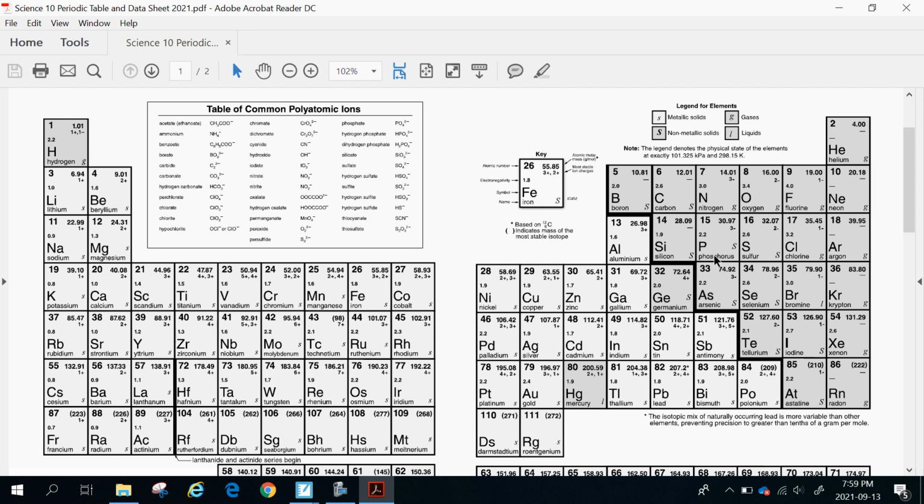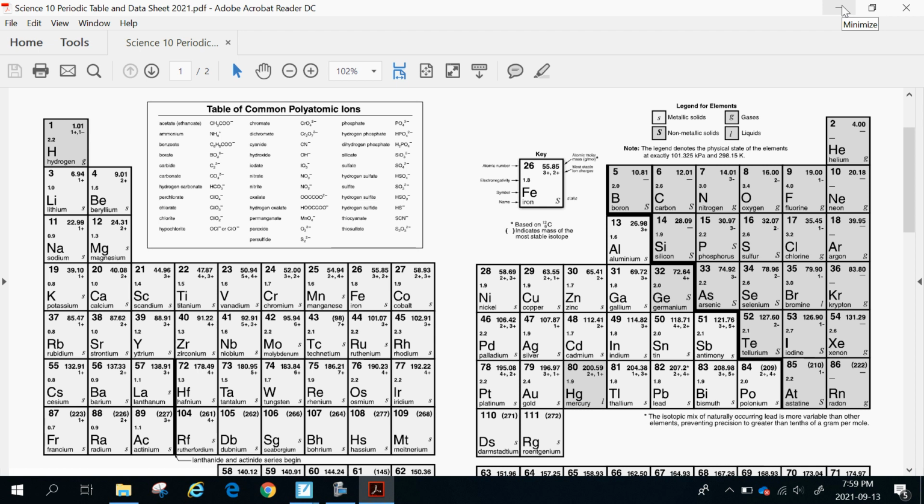Tucked in here, phosphorus. Phosphorus is really P4. Sulfur on its own is S8. Notice it gives you the states here as well. P4 is solid. S8 is solid. All the other ones are all gas, except for bromine that we find here, which is a liquid.